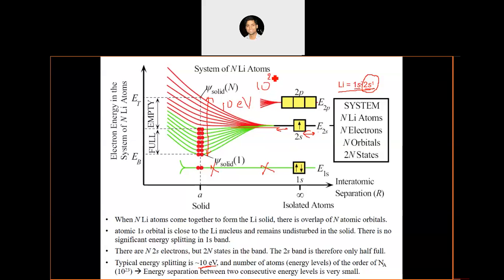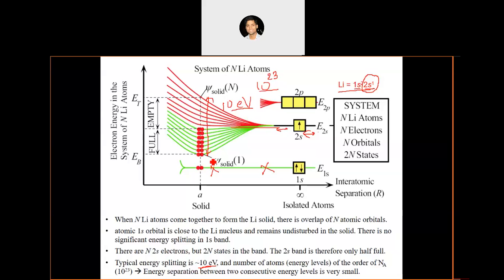N is of the order of 10 to the power 23. So we are forming 10 to the power 23 energy levels in an energy range of 10 electron volts, which actually means that for all practical purposes, although they are discrete energy levels, they are sort of continuous, because the energy difference between two consecutive energy levels will be very, very small.